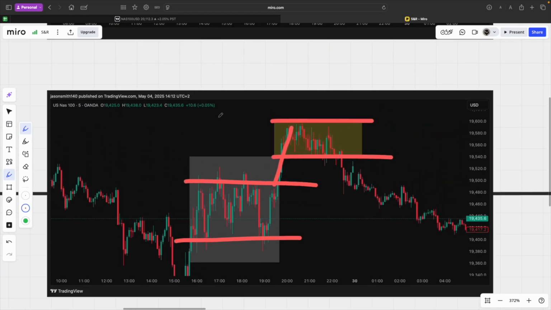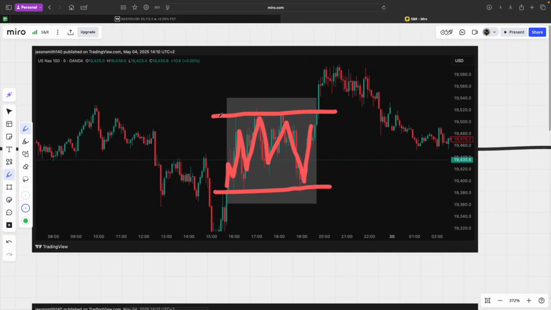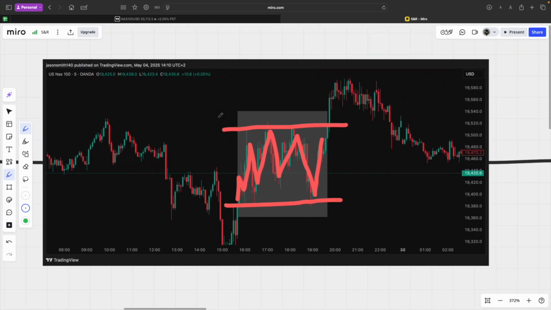So I'm going to show you actually a free indicator you can add to your chart that's going to make all of this easier for you. So that's going to show you exactly, do you need to buy, do you need to sell, and also I'm going to show you an entry model you can use to enter these trades. So make sure you stay till the end of the video.